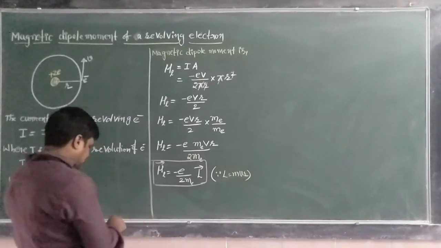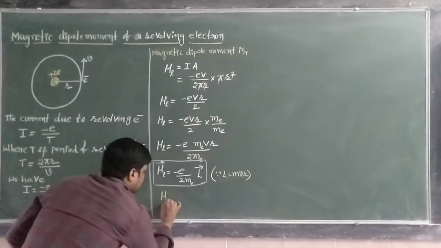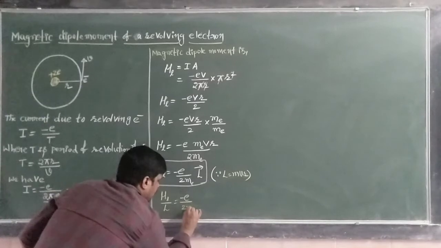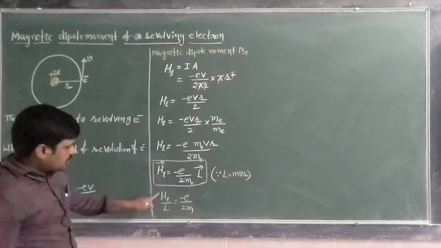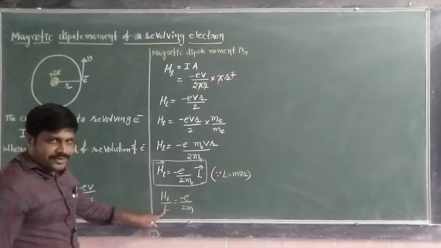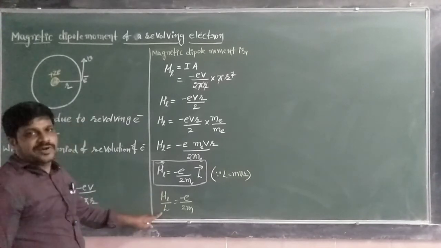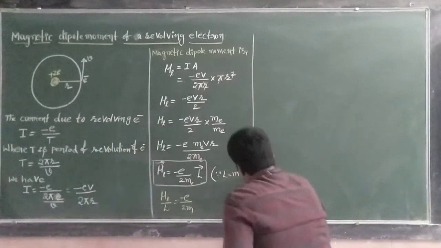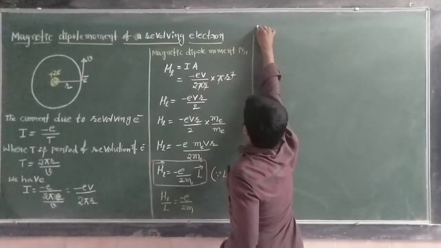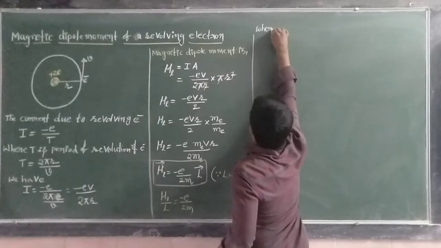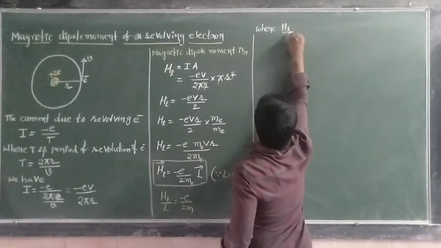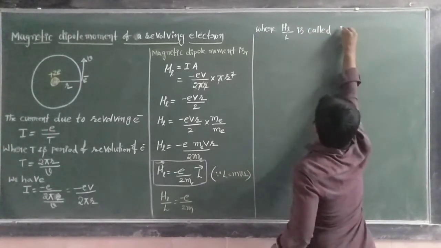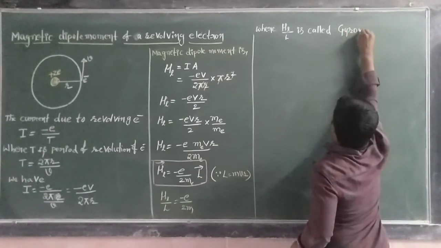Suppose you take the ratio of these two: mu L divided by L is equal to e divided by 2m. The ratio of the magnetic dipole moment and the angular momentum is called the gyromagnetic ratio. That is, mu L divided by L is called the gyromagnetic ratio.